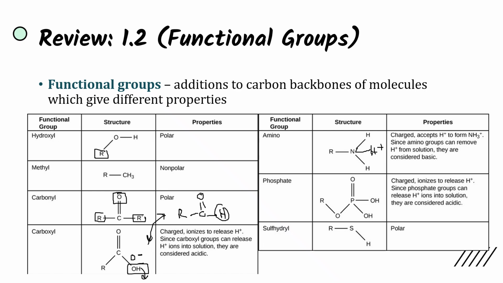Now, a phosphate group is a phosphate attached to four oxygens, one of them being a double bond, and again, through these hydroxyl groups, it can release protons, meaning it is acidic. And lastly, a sulfhydryl group is just a sulfur attached to a hydrogen atom.